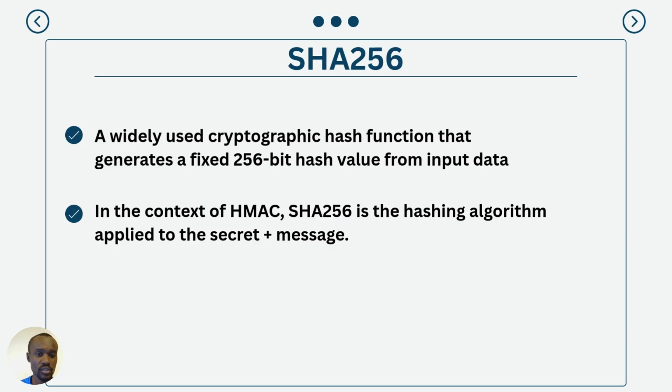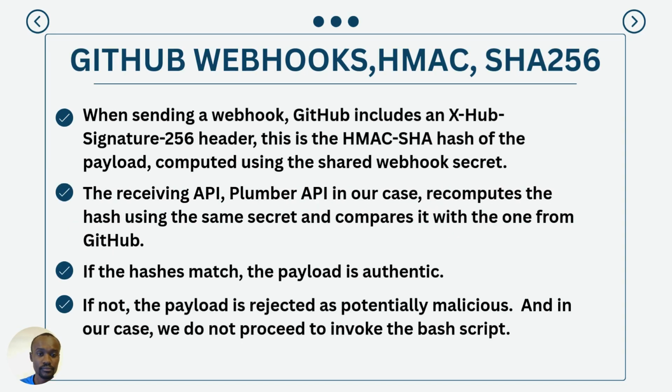So what is SHA-256? This is a widely used cryptographic hash function that generates a fixed 256-bit hash value from the input data. In the context of HMAC, SHA-256 is the hashing algorithm applied to the secret and message. So now, put together, how do GitHub webhooks relate to HMAC and SHA-256?